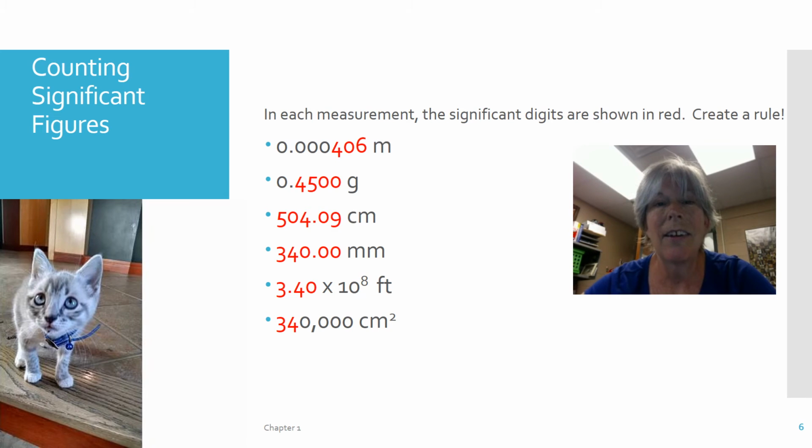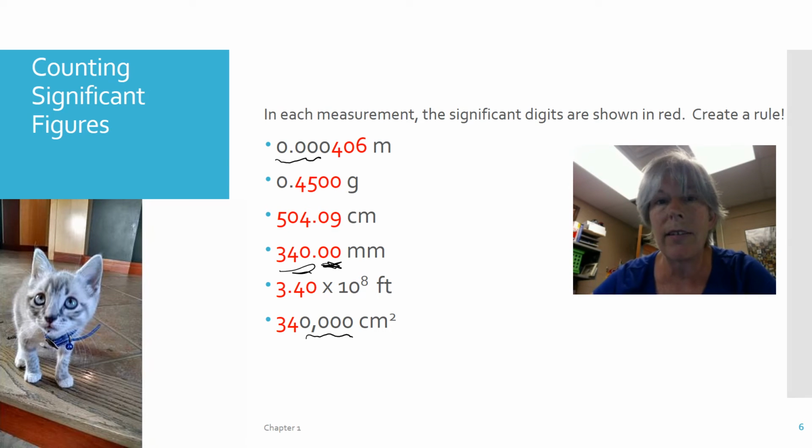Any ideas? Okay, here's the deal. If you look at these numbers, notice that the zeros in front are not significant, and the zeros at the end of the number are not significant. So in a decimal number, the zeros in the beginning of the number don't count as significant. In a whole number, the zeros at the end of the number typically don't count as significant. If you have zeros behind a decimal point, though, with numbers in front, they are significant.